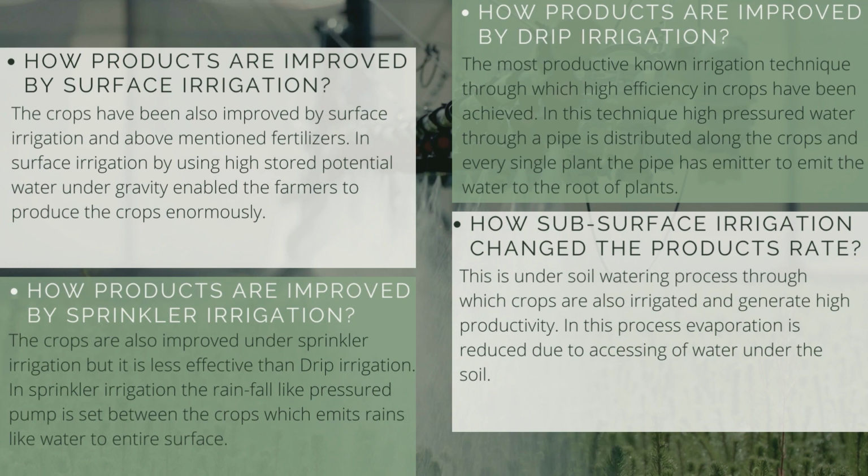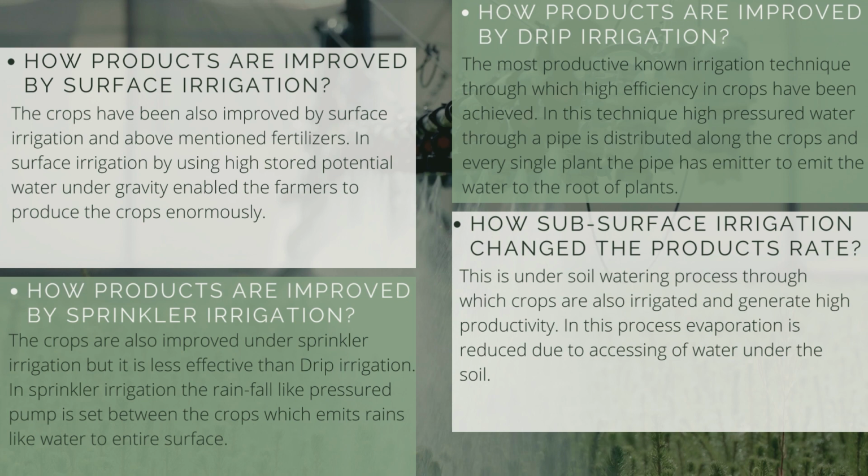In surface irrigation, using high stored potential water under gravity enabled the farmers to produce crops enormously. The crops are also improved under sprinkler irrigation, but it is less effective than drip irrigation. In sprinkler irrigation, the rainfall-like pressured pump is set between the crops, which emits rain-like water to the entire surface. Drip irrigation is the most productive known irrigation technique through which high efficiency in crops has been achieved.